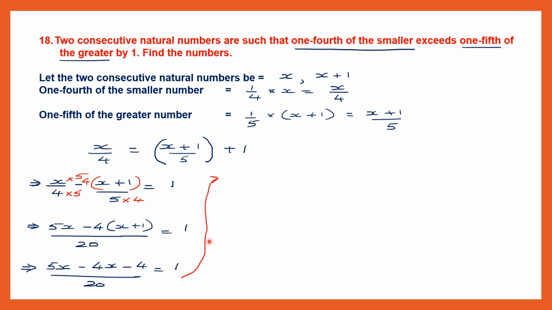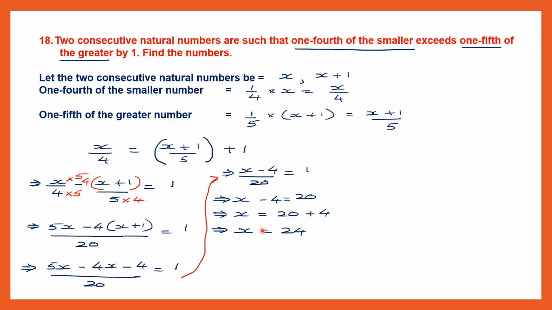So let's continue this on the side. So here we have 5x minus 4x, which is 1x or x. So let's write that. So that means x minus 4 by 20 is equal to 1. Now we can transpose 20 to the other side. It becomes multiplication. X minus 4 is 20. 1 into 20 is 20. Now let's find the value of x. X is equal to 20 plus 4 because I've transposed minus 4 to the other side. So x is equal to 24.